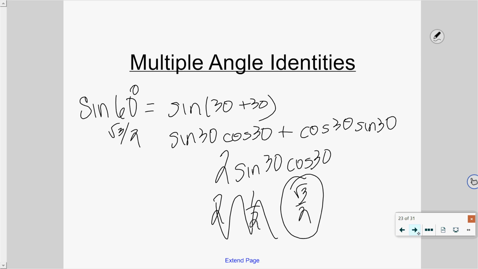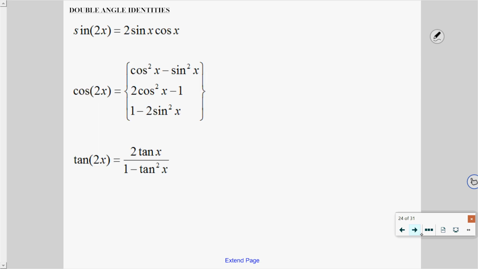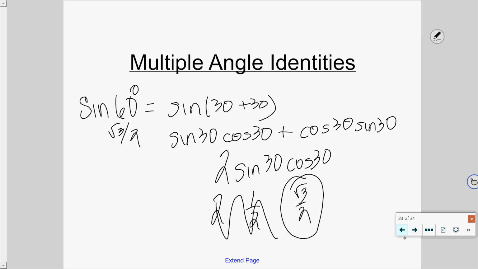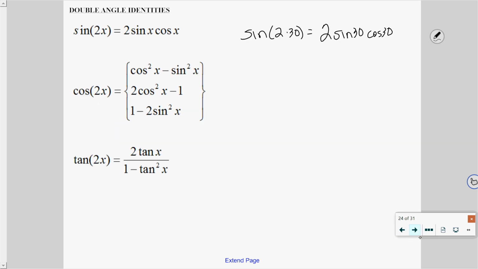So there are going to be 5 multiple angle identities. Instead of going sine of 30 plus 30, I can do sine of 2 times 30, and it would be 2 sine of 30 cosine of 30, which is just what I had right there. Okay? So you should be able to prove all of these.